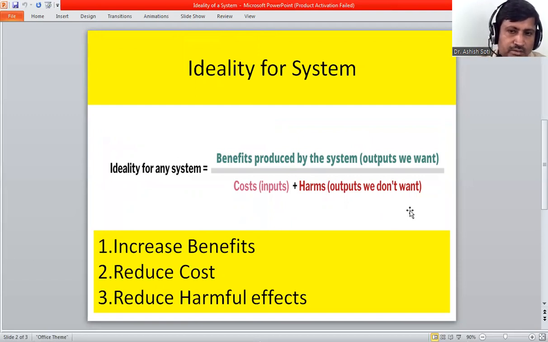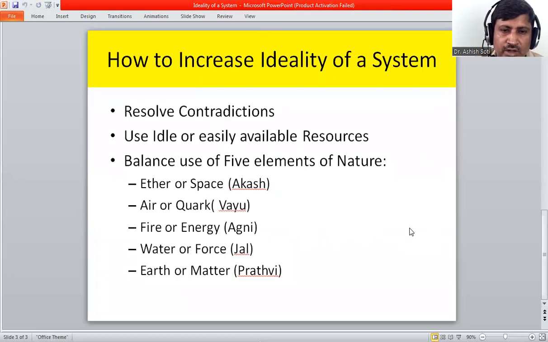So maybe you can convert everything into monetary value, and then you can see the present monetary value of the ideality of my system, or the ratio of this, and then see how it improves. That ratio should improve continuously for innovation. The better the ratio is, the better is your design, your product, your service. That's all for this concept of ideality.